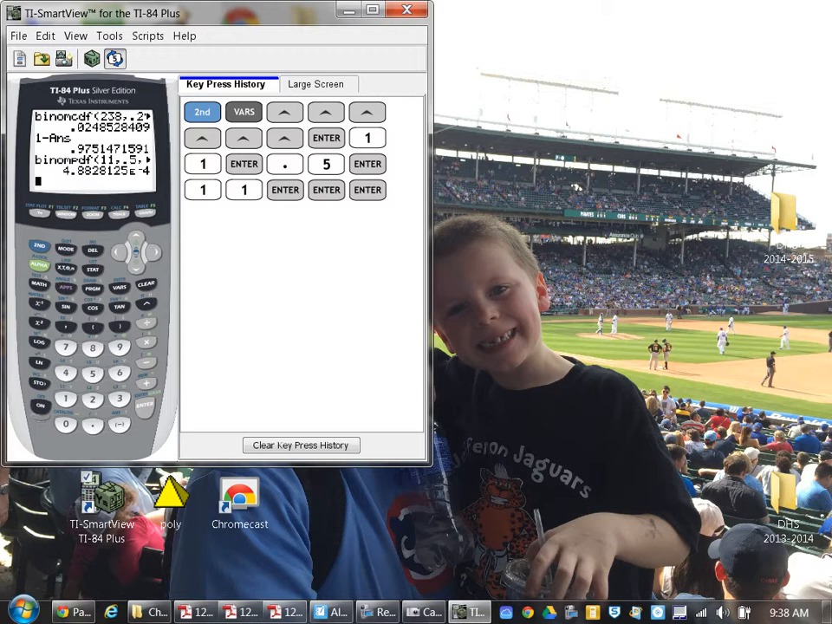On mine it doesn't work, but if I do it on this one, it should. Second, binomial PDF. What did we say it was? Number of trials of 11, and we want comma point, what was our percentage, 0.5? And then that's it? Yeah, because now if you close the parenthesis out, it's fine.